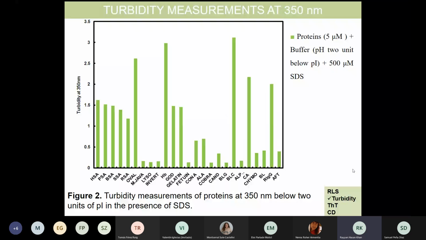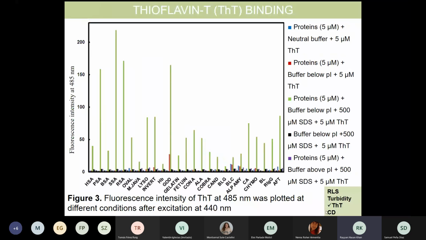Then we performed the ThT measurement just to characterize whether these proteins are forming amyloids or not. Here you can see the green one, where we have taken 5 micromole protein 2 units below pI along with 500 micromoles of the SDS. So all of them show a positive ThT binding.